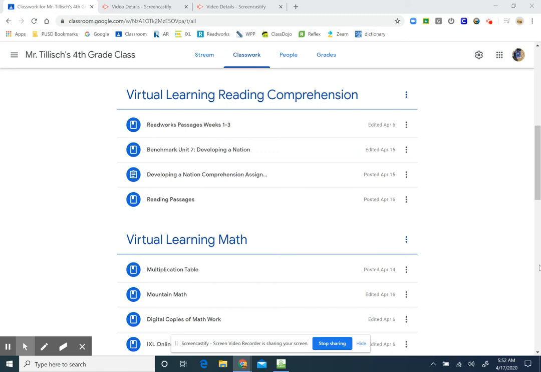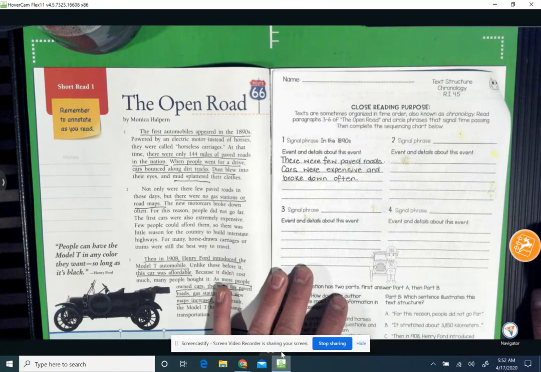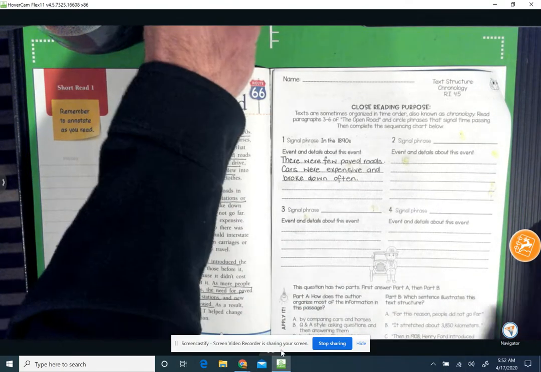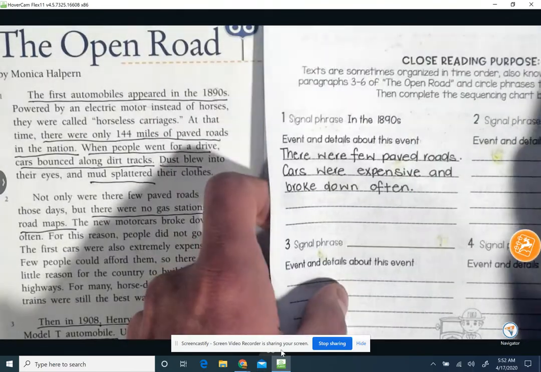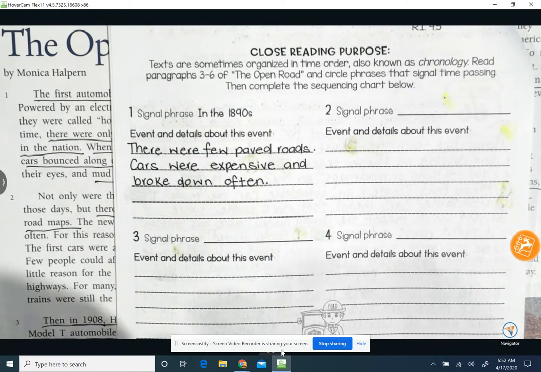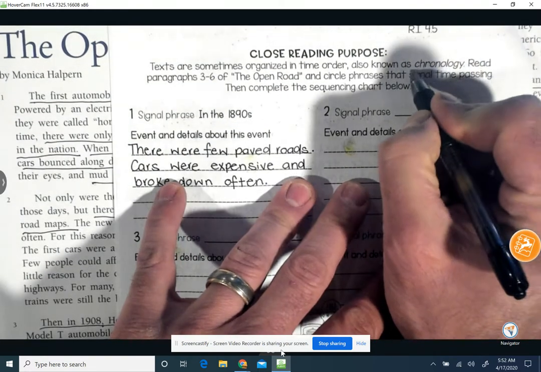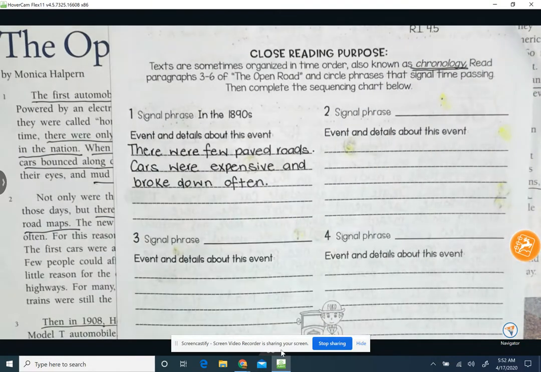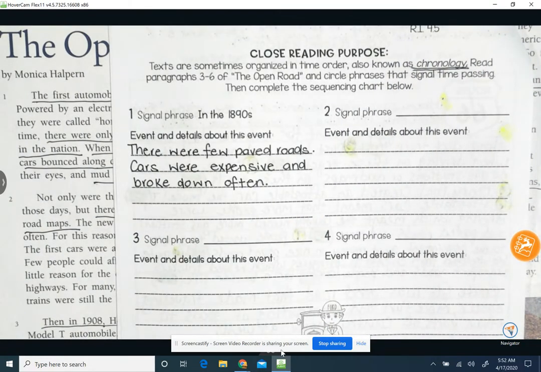All right, here is an opportunity to run through Benchmark Unit 7, Lesson 4. Benchmark Unit 7, Lesson 4 is going to be a lesson on time order, okay? Things that happen in a particular order based on time. And we call that chronology, or chronological order. It's a way to organize information in your writing so that the reader can follow along in a timeline sort of fashion.